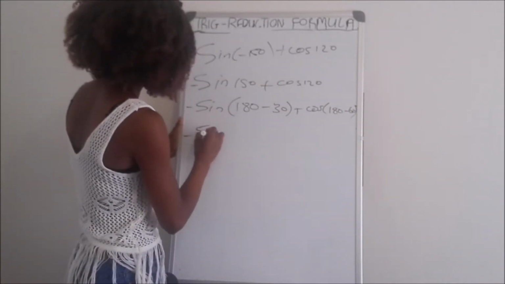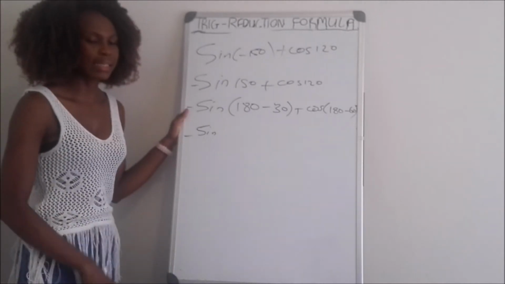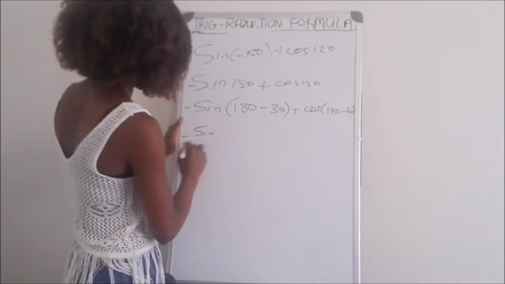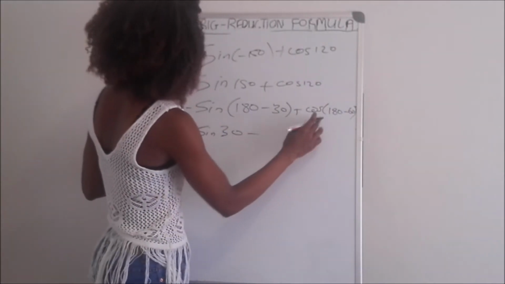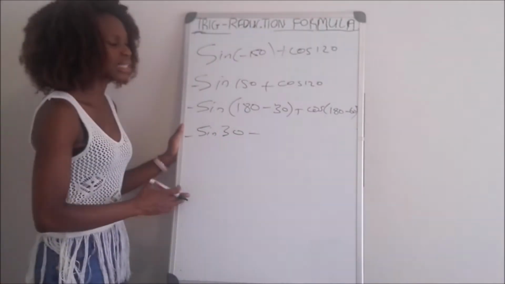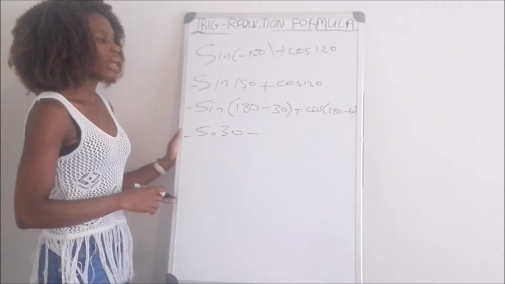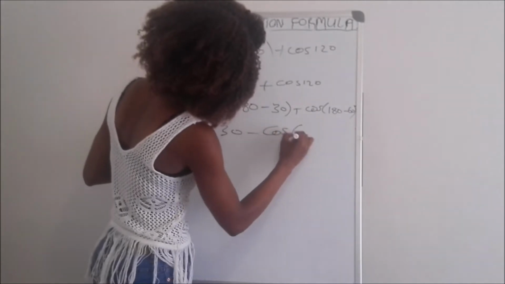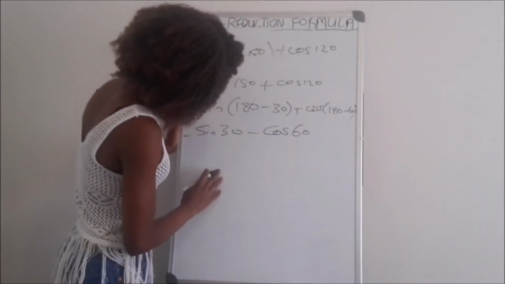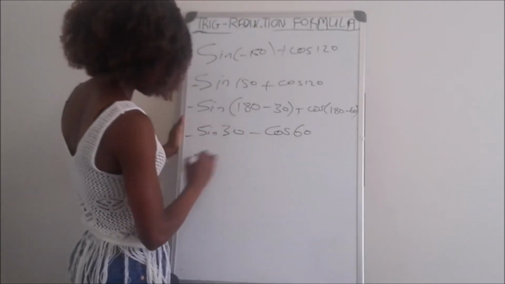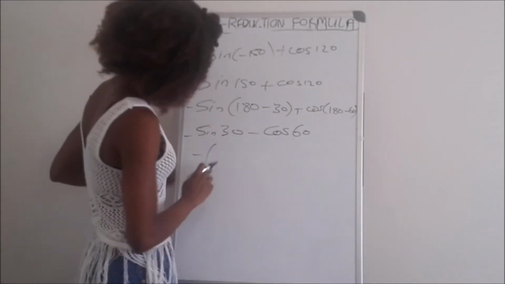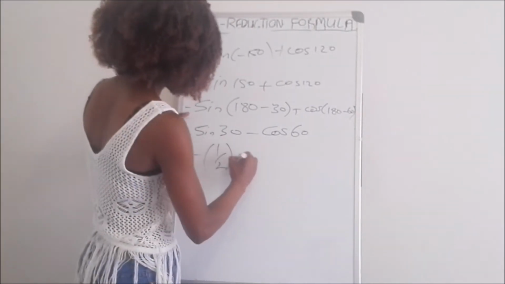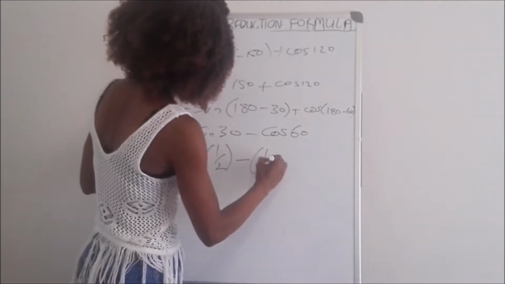Then we have negative sine. Remember, 180 minus 30 is in the second quadrant, where sine is positive. Then we'll have negative sine 30. And with cos of 180 minus 60, the cos will be negative because it is in the second quadrant. That means here we have minus cos of 60. According to special angles, sine 30 is equal to 1 over 2, and cos 60 in special angles is also 1 over 2.